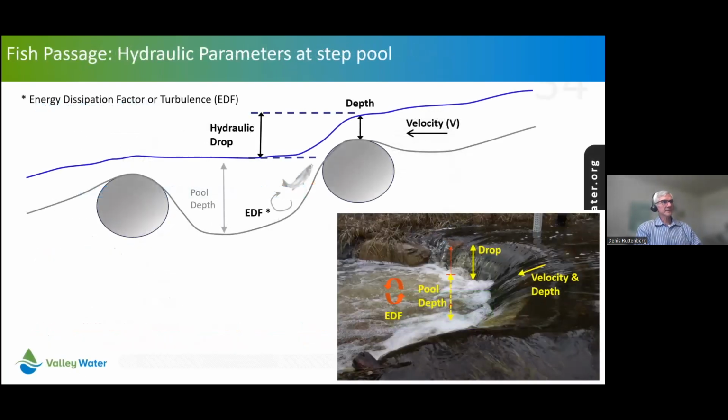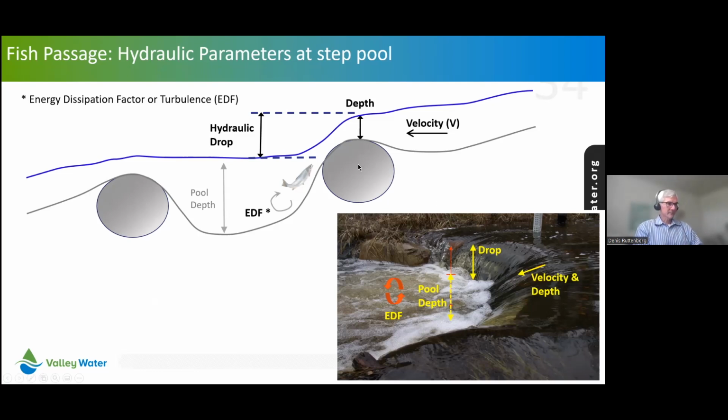Here's a graphic showing a step pool and some of those parameters I talked about. You have hydraulic drop, you have velocity, you have water depth. It introduces the idea of energy dissipation factor. So in the pool, there's a certain amount of turbulence, and the turbulence can confuse a fish. If it's too turbulent, the fish may get lost. But if it's within a certain range, it'll be able to find its way up and over.